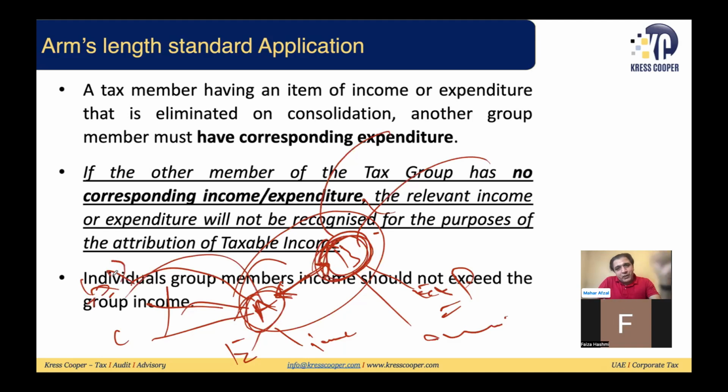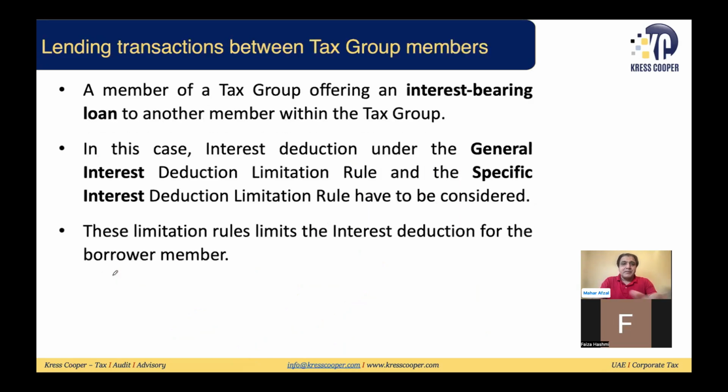So while reversing this, the important thing we should keep in mind is that the total income of the individual members should not exceed the total income of the group. This is the key principle. So how can we apply the arm's length principle? This is the key principle we discussed in our illustration as well.